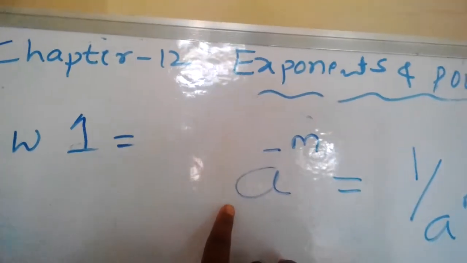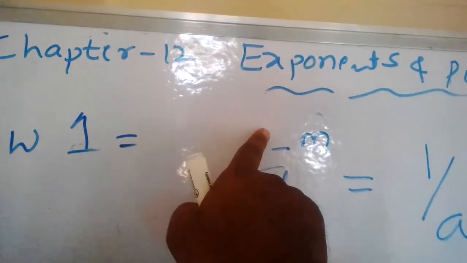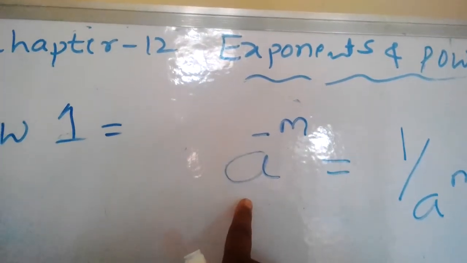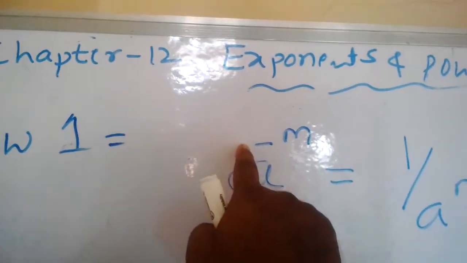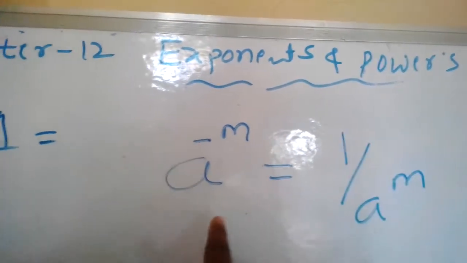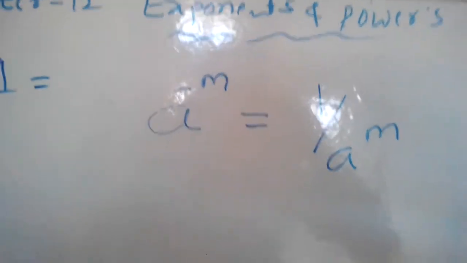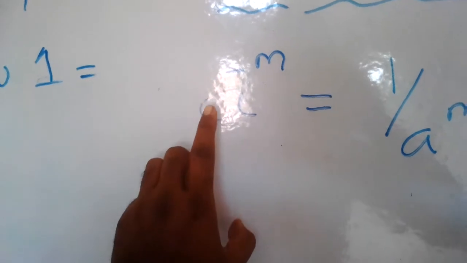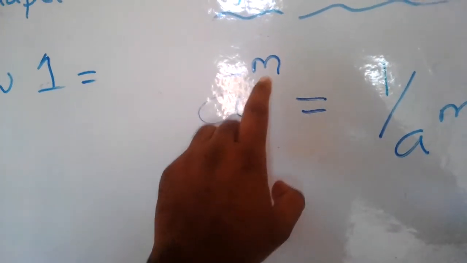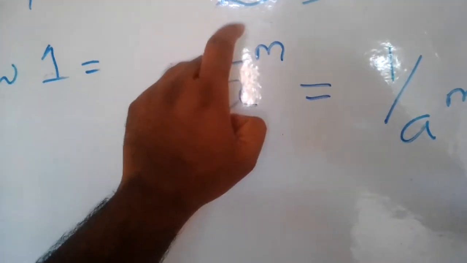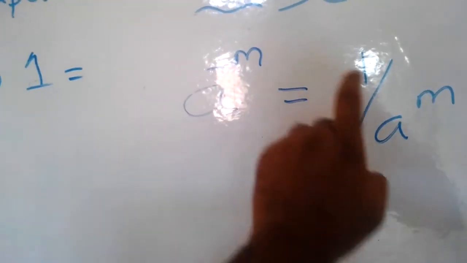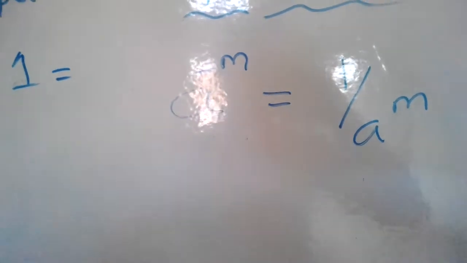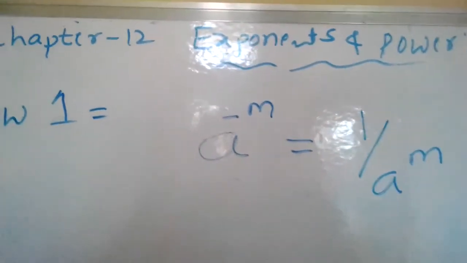Okay, for example, base a is here with a negative power m, that is equal to the reciprocal of the base. But here the negative power is there, just make it a positive power. This is law 4. Understood? So for any non-zero rational number a and integer m, an exponent with a negative power is equal to the reciprocal of the base raised to an equal positive power.